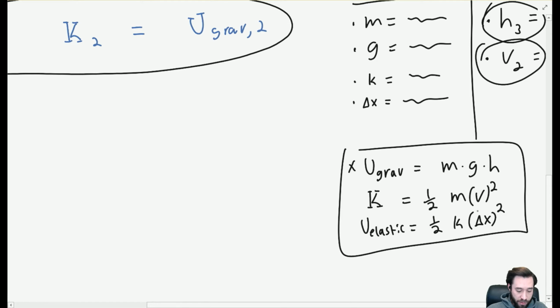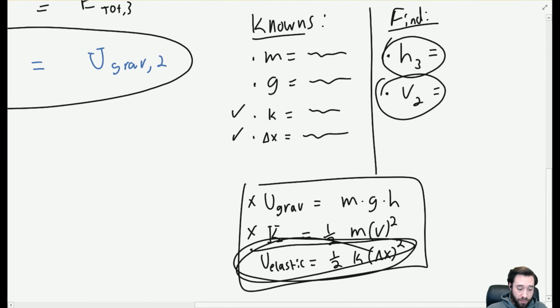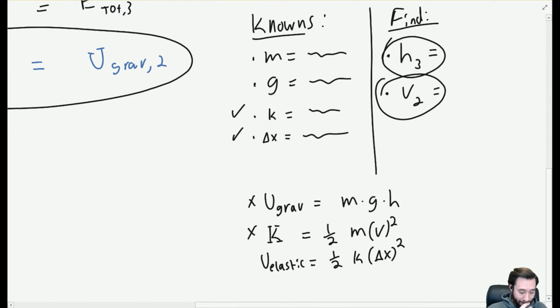What about kinetic? Mass, yep. Velocity, no. We're just trying to solve for velocity, so we can't solve that one. So then elastic, do we have spring constant? Yep, got that. And then the displacement of the spring, yes. So this is the one, U elastic, that we're going to use to solve for H3 and V2. And that'll make sense in just a second.